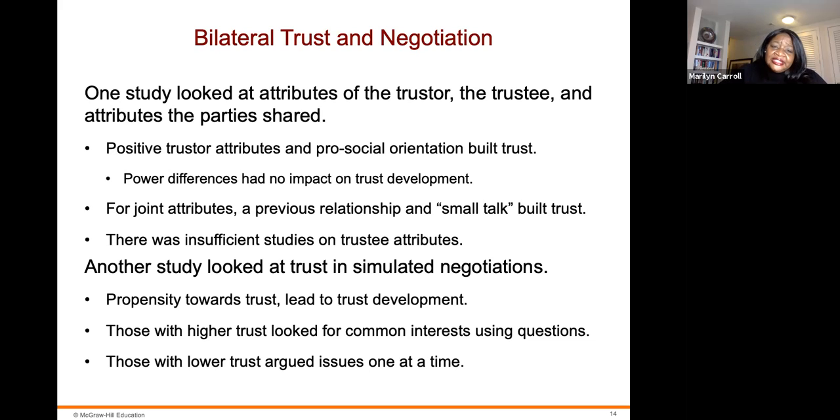Now, another study looked at trust in simulated negotiations, and the propensity towards trust led to trust development. Those with higher trust looked for common interests using questions, and those with lower trust argued issues one at a time.